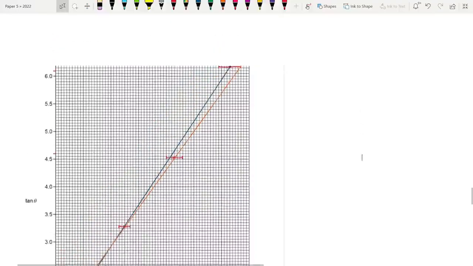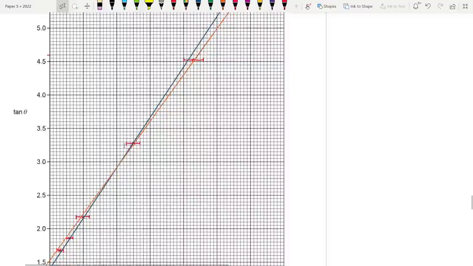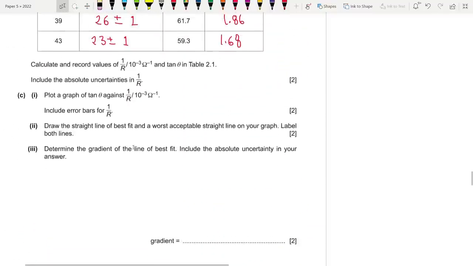Also, one more thing, you guys need to label these. It should be done within the axis, by the way. This is your line of best fit. There's one mark for labeling, and this one over here, worst acceptable line. Okay, so why was this drawn though? Mainly we want to find out the uncertainty in gradient.